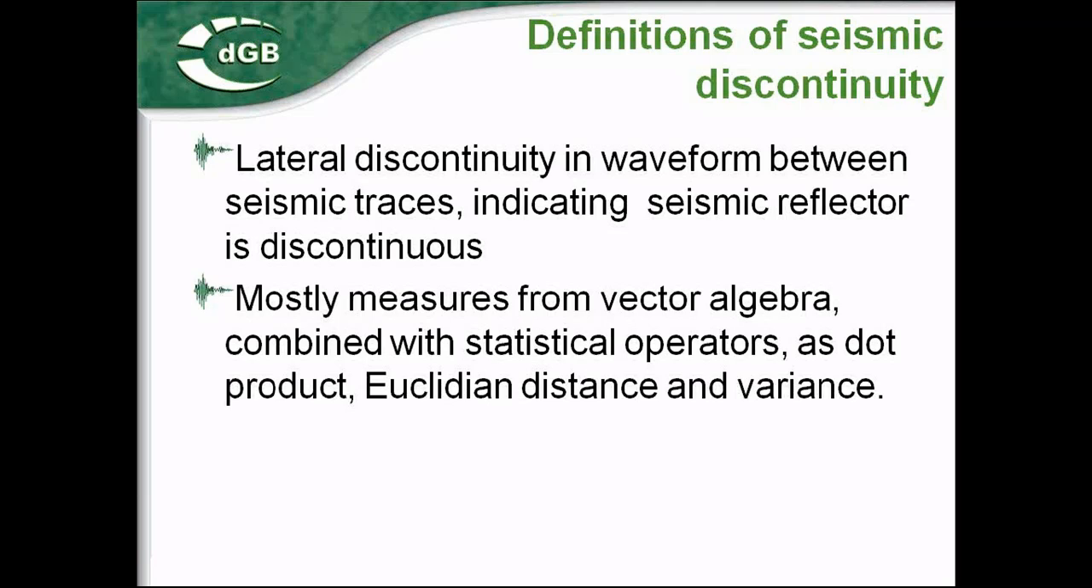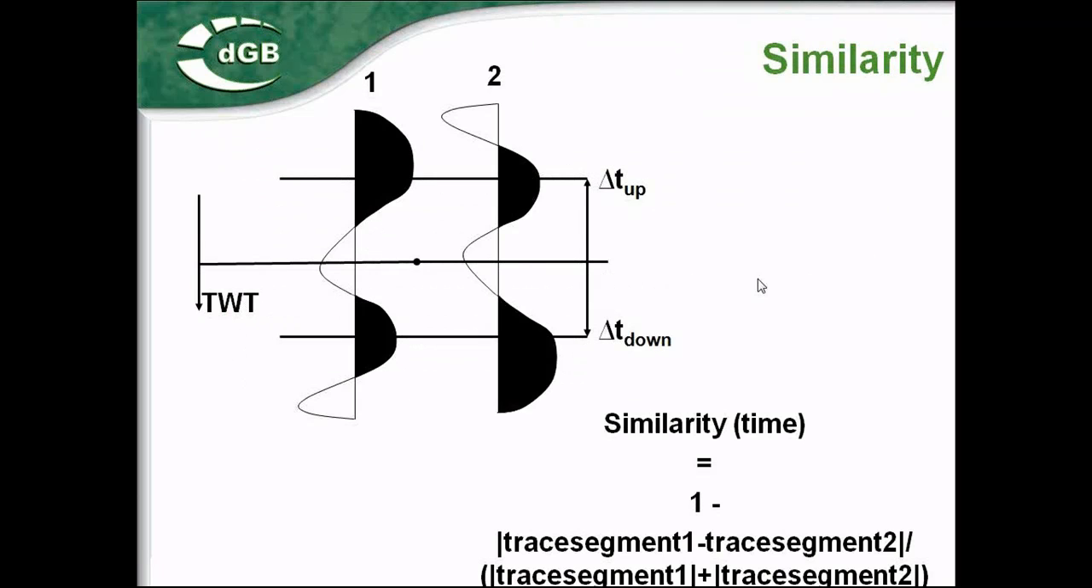Then how to calculate that? Most discontinuity attributes, including our own, use some measures from vector algebra. Coherency uses the dot product, similarity uses the Euclidean distance, combined with statistical operators such as taking the maximum or minimum from different measurements, or the variance attribute, which is a statistical operator by definition. So those are typical ways to quantify the amount of discontinuity you have. Let's focus on how we do that in OpendTect with Similarity.